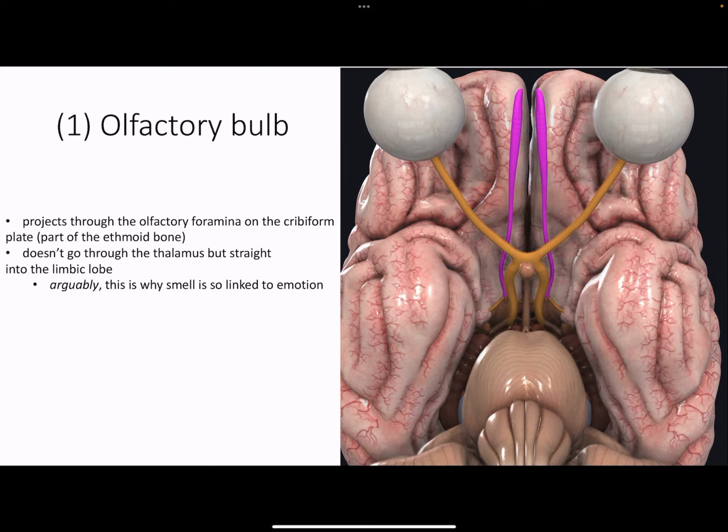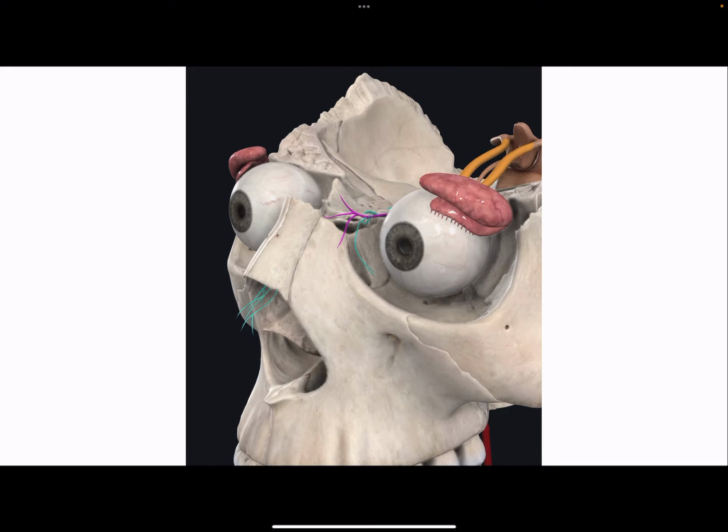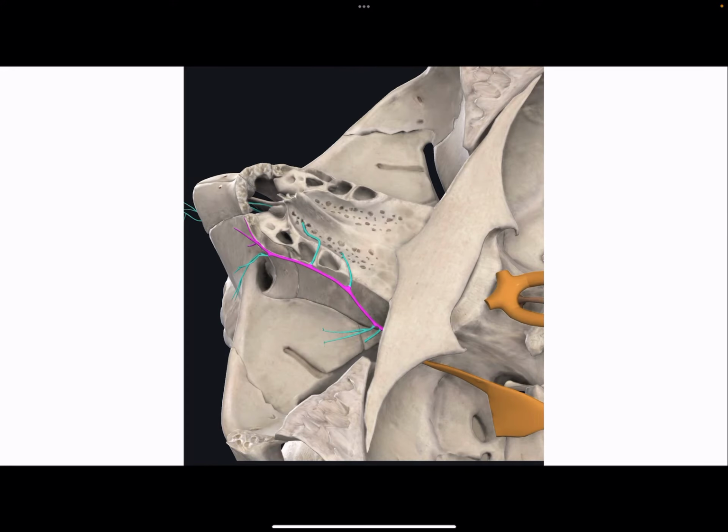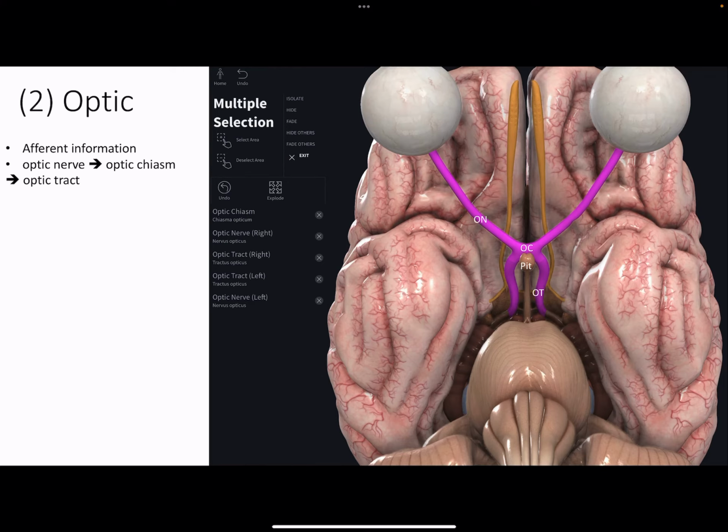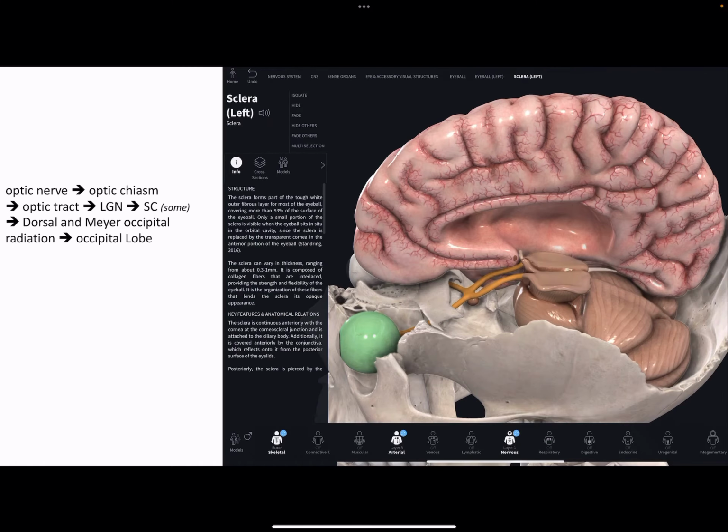That's why, arguably. Here's a fun picture. And here's a fun picture as well, going through the foramina of this cribriform plate on the ethmoid bone. Optic nerve. So this is all afferent incoming information. So we have the optic nerve, which goes to the optic chiasm. Some of it goes ipsilaterally, some of it goes contralaterally. And note that the pituitary gland is right there.